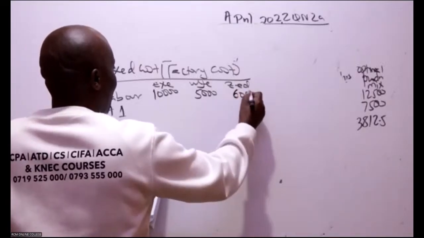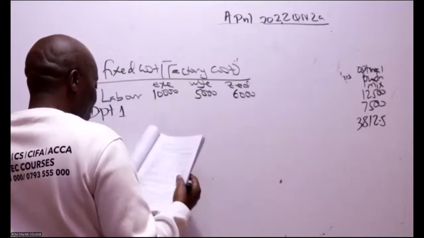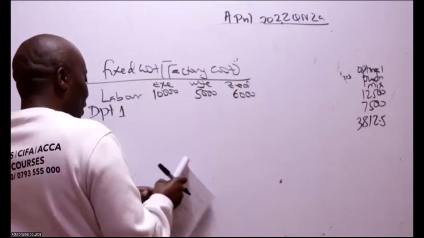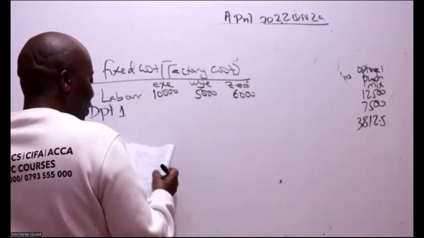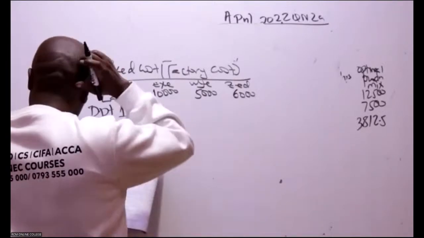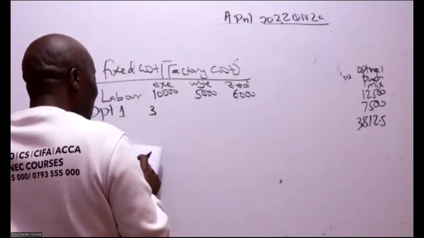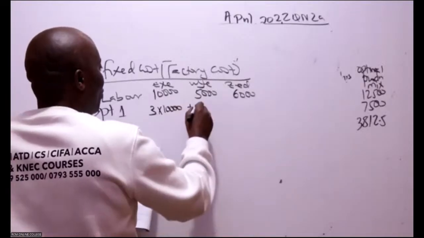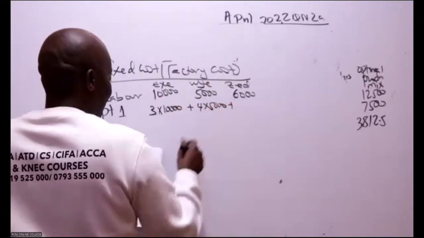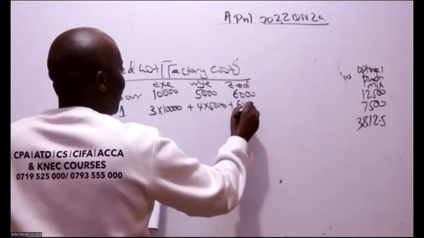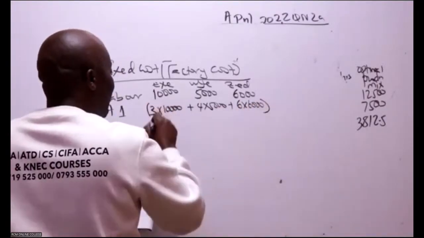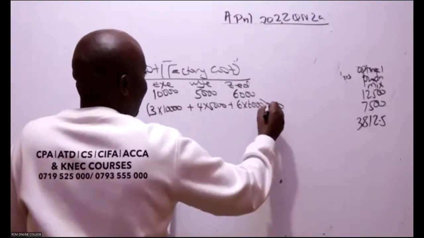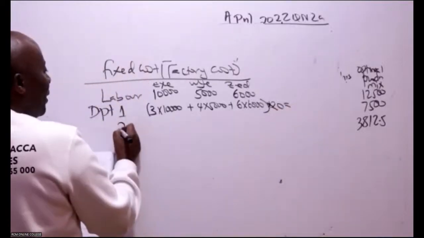6,000. So when we come to Department 1, ladies and gentlemen, in terms of labor, I can see the labor hours. So we have here 3, that's per unit, times 10,000, plus 4 times 5,000, plus 6 times 6,000. Whatever we get, these are hours, and we happen to know the rate per hour. For Department 1, it's 20. Go to Department number 2.